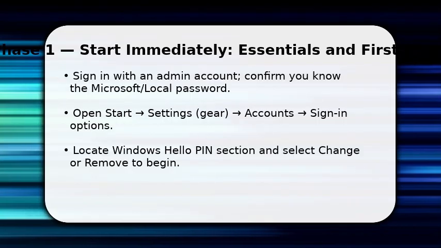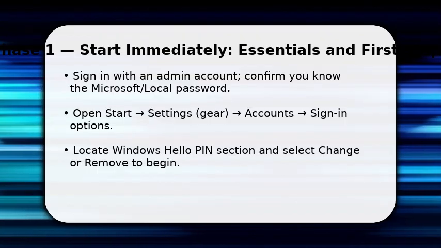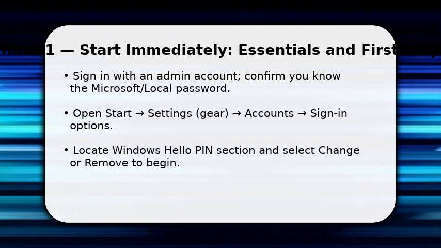You'll be asked to verify your identity. Enter your Microsoft or local account password when prompted. This step ensures the system knows it's you and prevents lockout. Once done, the PIN option is queued for removal. Make sure you remember your primary account password before proceeding.